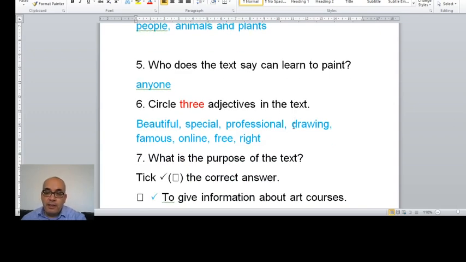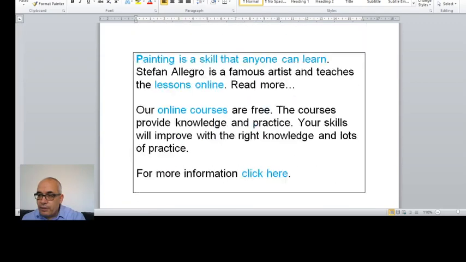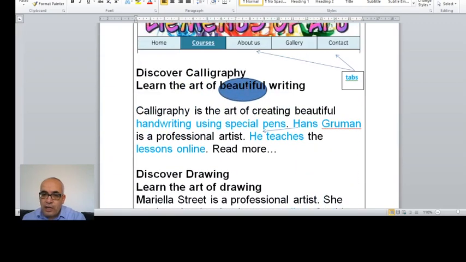Number 6. Circle 3 adjectives in the text. I have written the adjectives for you here, but in the exam you have to go to the text and draw a circle. So if I go back here, I draw a circle around the adjective beautiful. Of course, you have to know the meaning of an adjective.